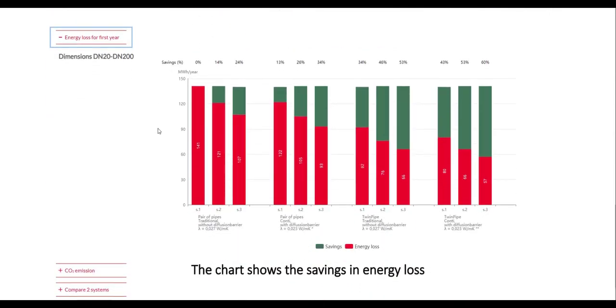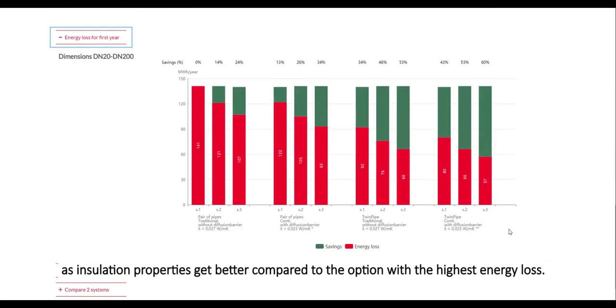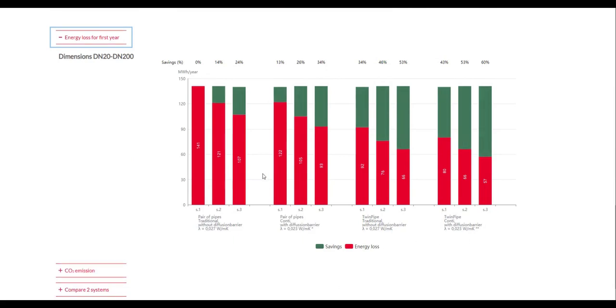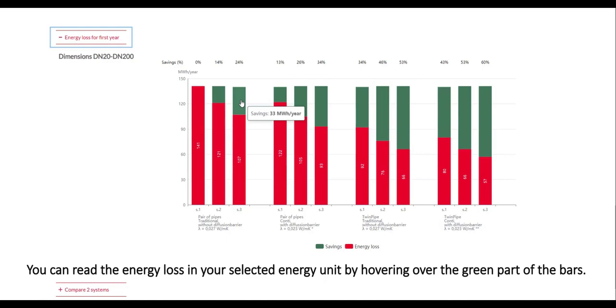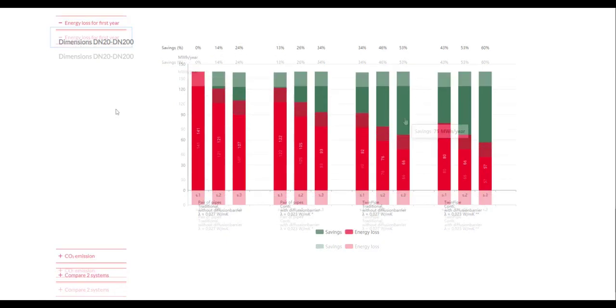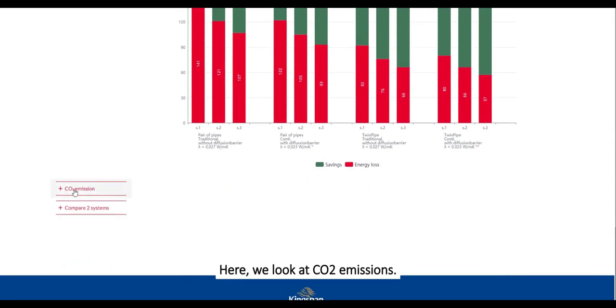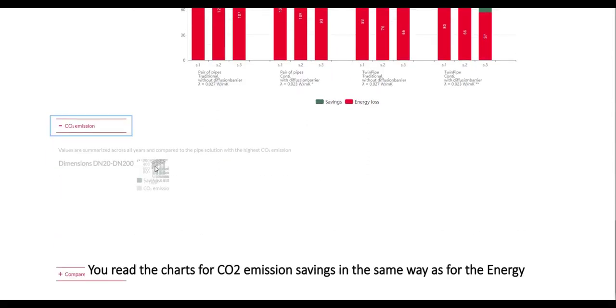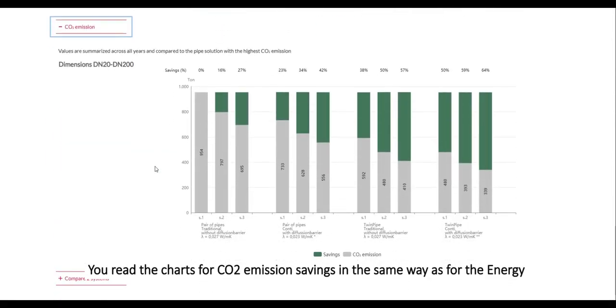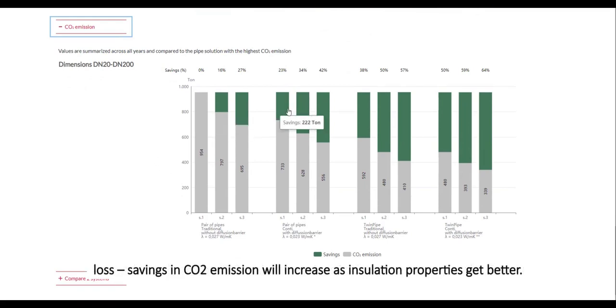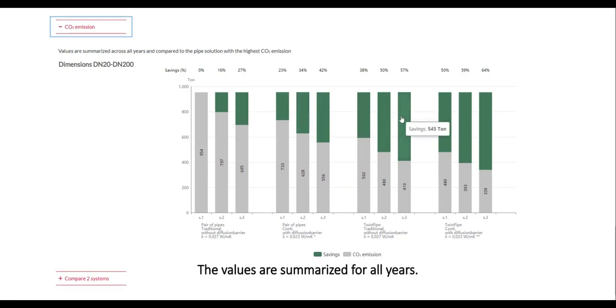The chart shows the savings in energy loss as insulation properties get better compared to the option with the highest energy loss. You can read the energy loss in your selected energy unit by hovering over the green part of the bars. Here, we look at CO2 emissions. You read the charts for CO2 emission savings in the same way as for the energy loss. Savings in CO2 emission will increase as insulation properties get better. The values are summarized for all years.